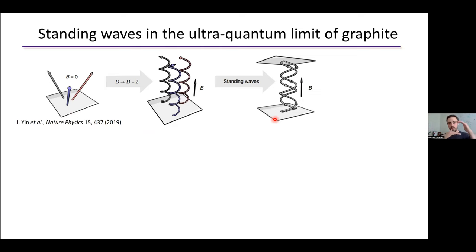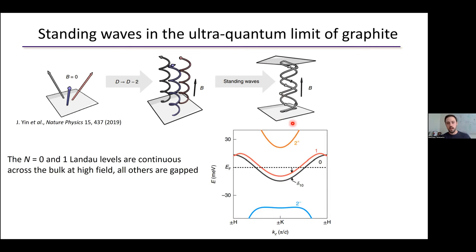And because we have a graphitic thin film, in some sort of semi-classical approximation, I can think that this orbit will close in on itself and form a standing wave. Essentially, you can think of these as like particle in a box modes. So what happens is essentially that the levels get discretized to these particle in a box states.